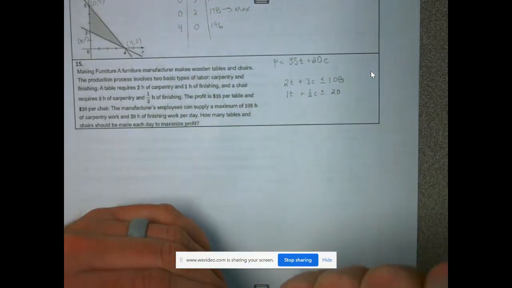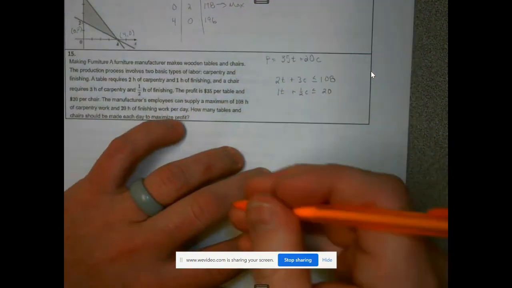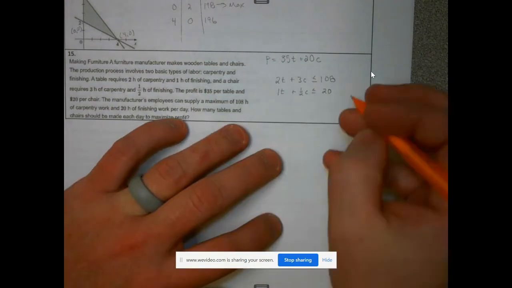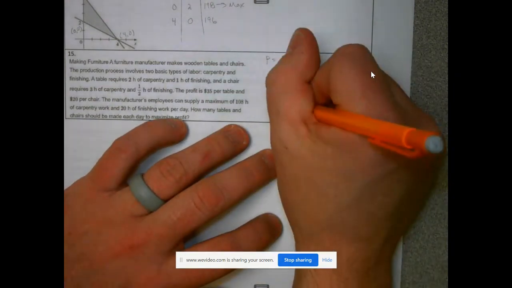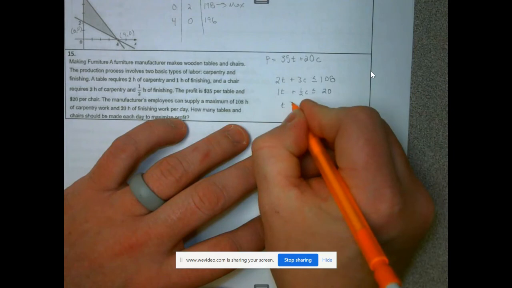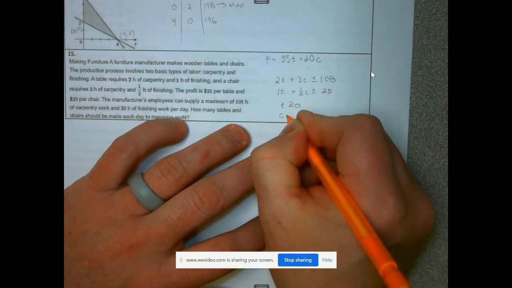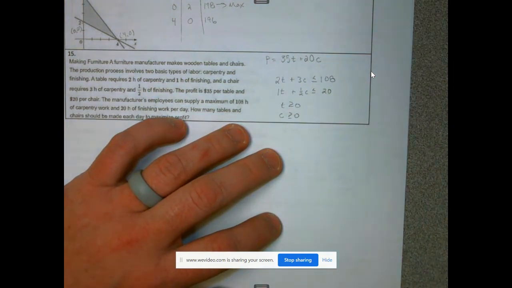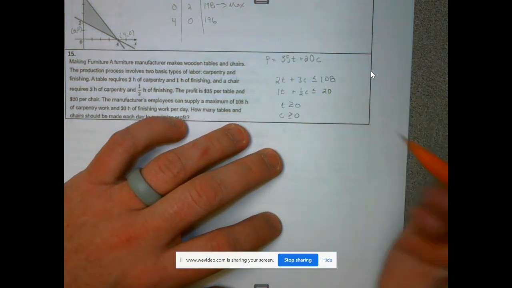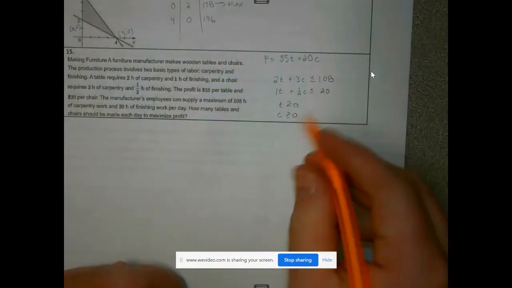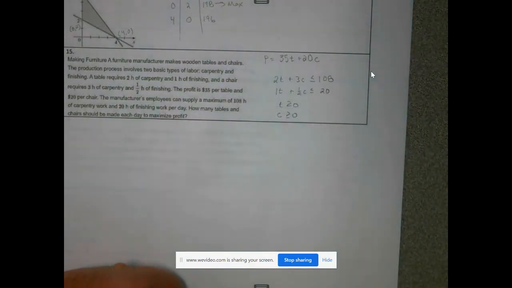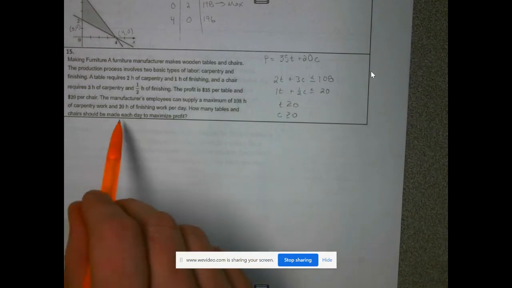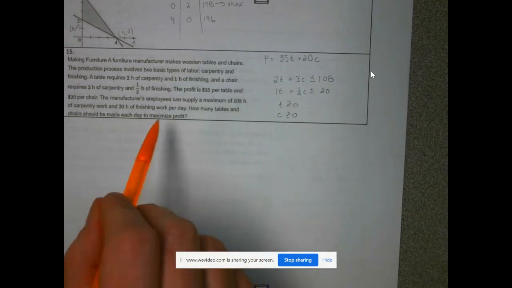Now, it wasn't said in here, but we can assume that T is greater than or equal to 0 and C is greater than or equal to 0. So the number of chairs and the number of tables that you make has to be 0 or more. You can't have negative. So those are two more constraints that are there. How many tables and chairs should be made each day to maximize profit?